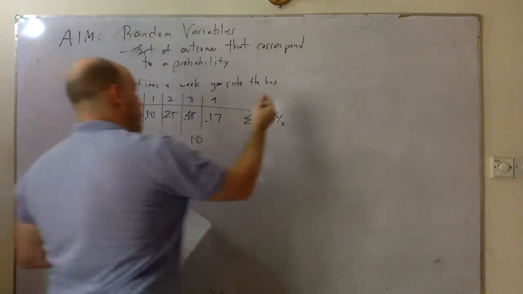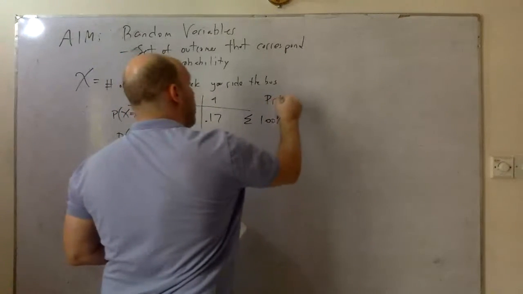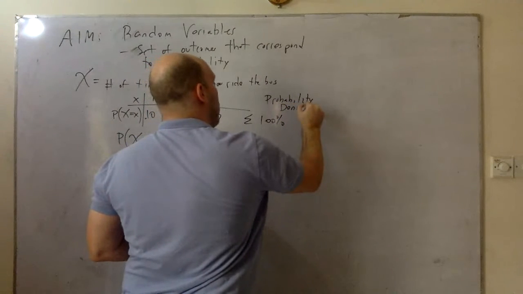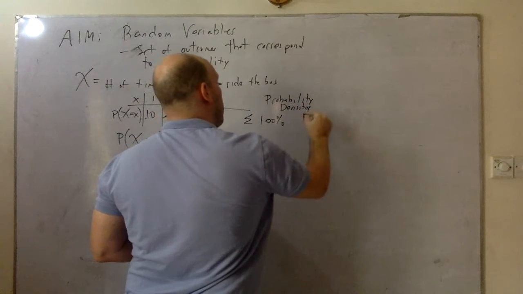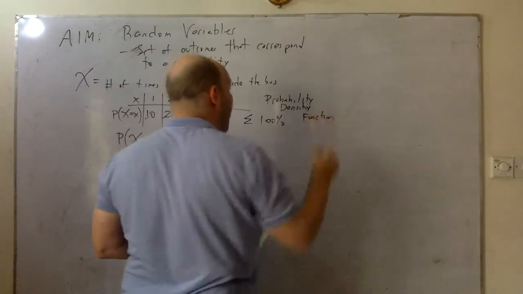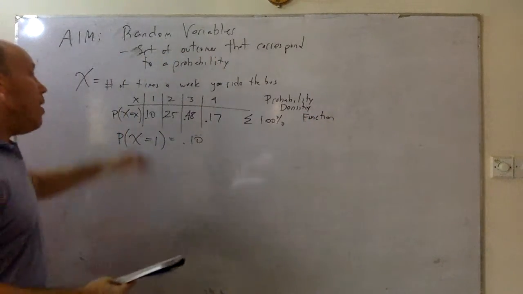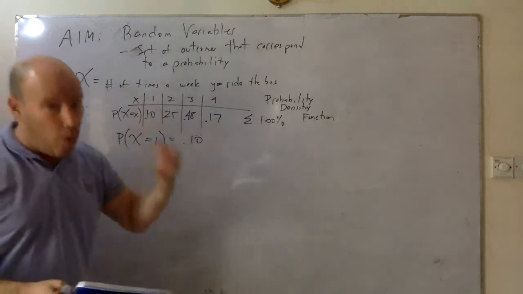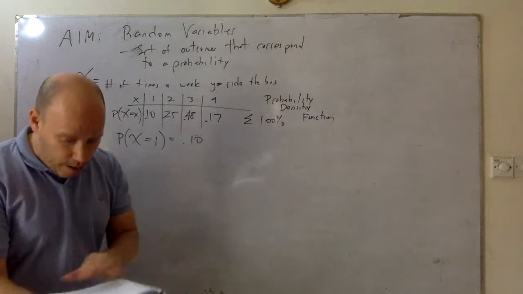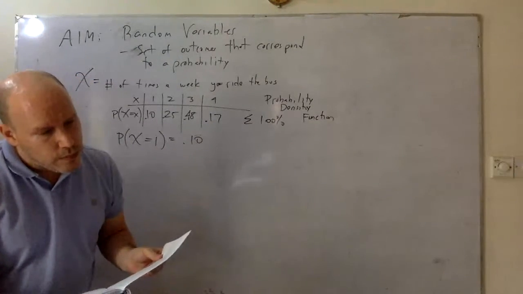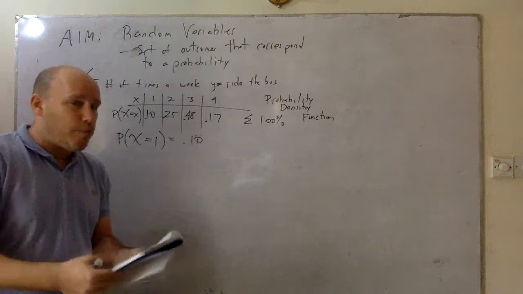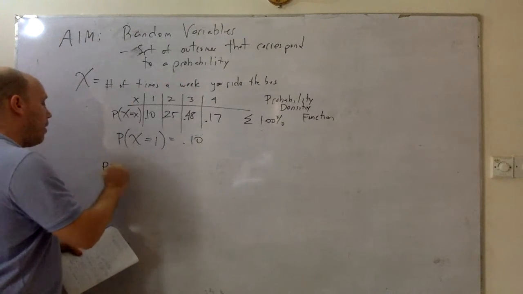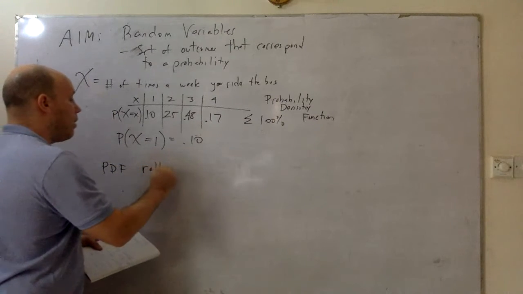This is known as the probability density function. And yes, function is the same function. Everything goes to, so 1 goes to 10%, 2 goes to 25%, and so on. So all these ideas are coming back. So what is the probability density function? I might say, what is the PDF of rolling a die?